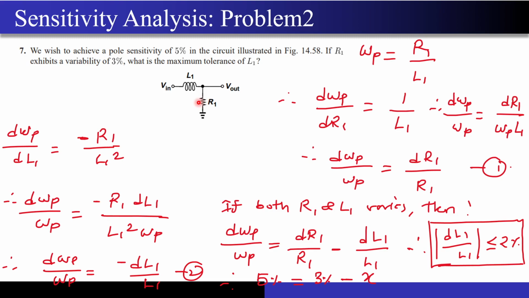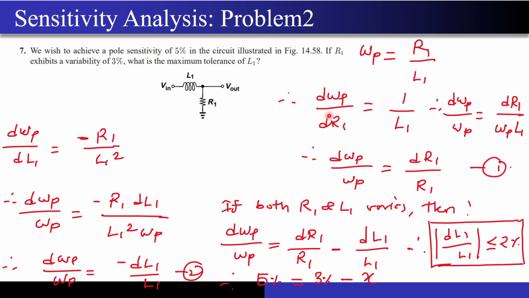So in this problem, you have been given this RL circuit over here. What will be the pole for this circuit? Again, it's going to be very easy. It is going to come out to be R1 upon L1. Now let's try to do the sensitivity analysis. Again, I have to differentiate omega p with respect to R1 in one case and with respect to L1 in another case.